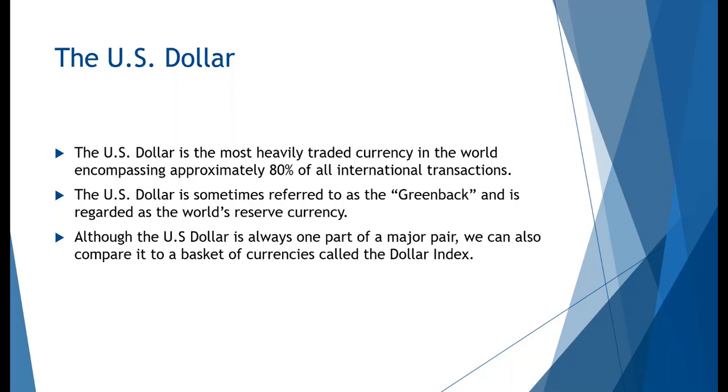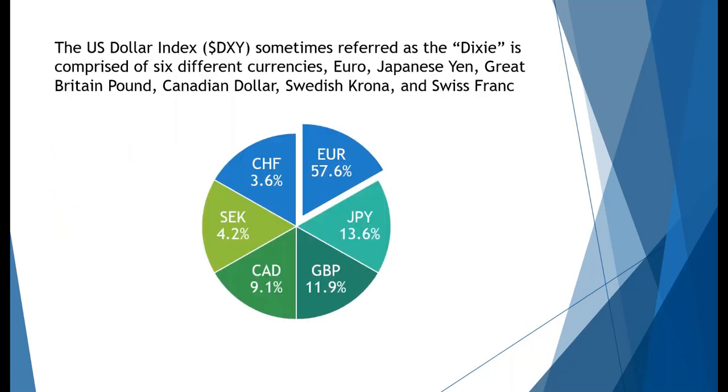It's one of the major pairs that we're going to look at. It can also be compared in something called the dollar index, and we're going to look at that as well in our talk today. And the dollar index can be traded as a futures contract as well. So this is the breakdown of the dollar index, sometimes referred to as the Dixie, and it has 6 different currencies in it.